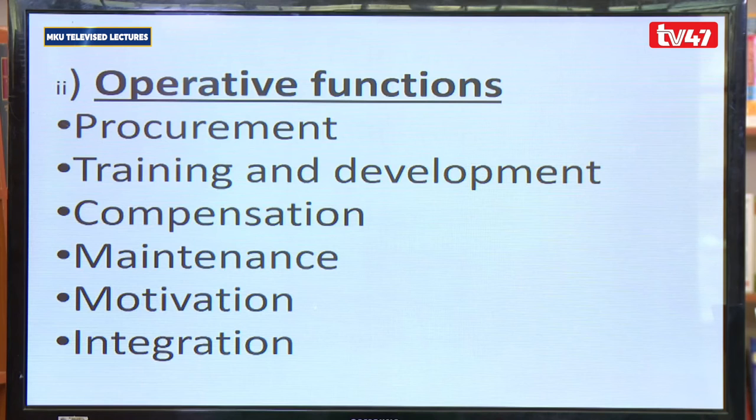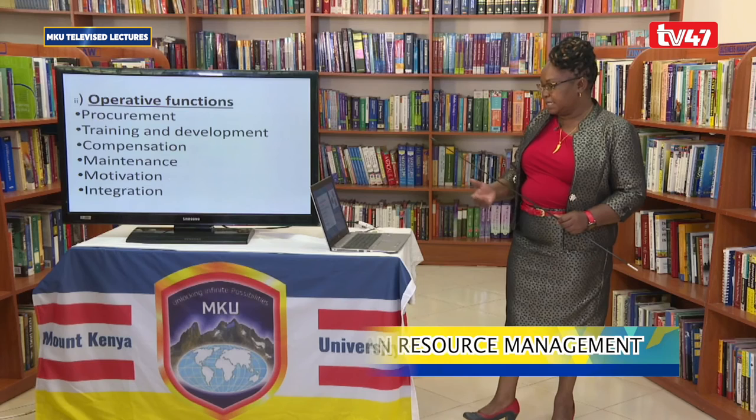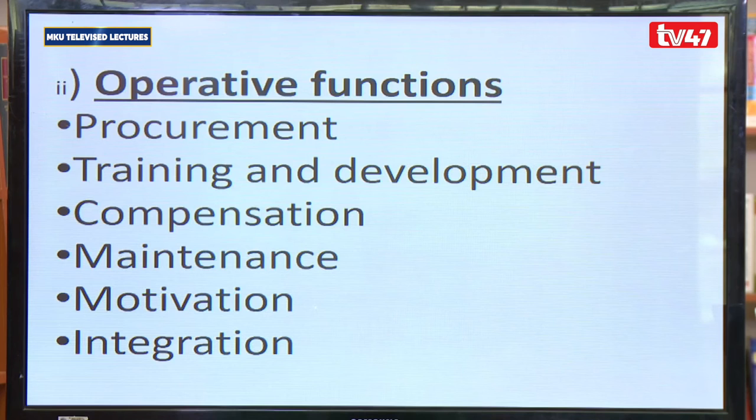Then we have operative functions, and one of them is procurement. When you're talking about procurement in HR, we are not talking about buying goods. We are talking about getting the right employees for the organization with the right skills. Procurement is about training and development, compensation, maintenance. Because at times when you're talking about maintenance, you're not talking about maintenance of machines. It's those employees, because in most organizations, they're very good at attracting talent, attracting skills, knowledge, but it becomes a very different ballgame when it comes to retaining the employees. So you find that employees leave the organization as soon as they join, because the organization has very poor retention strategies. Then we are also talking about motivation.